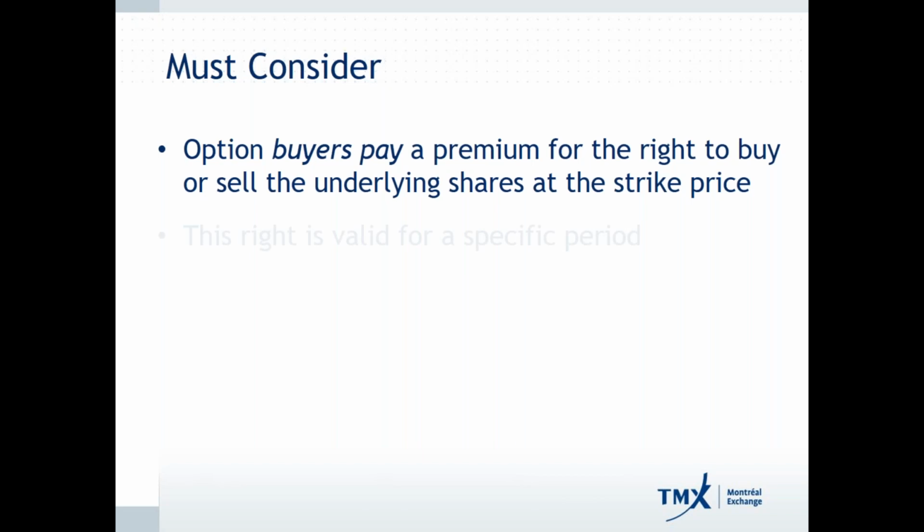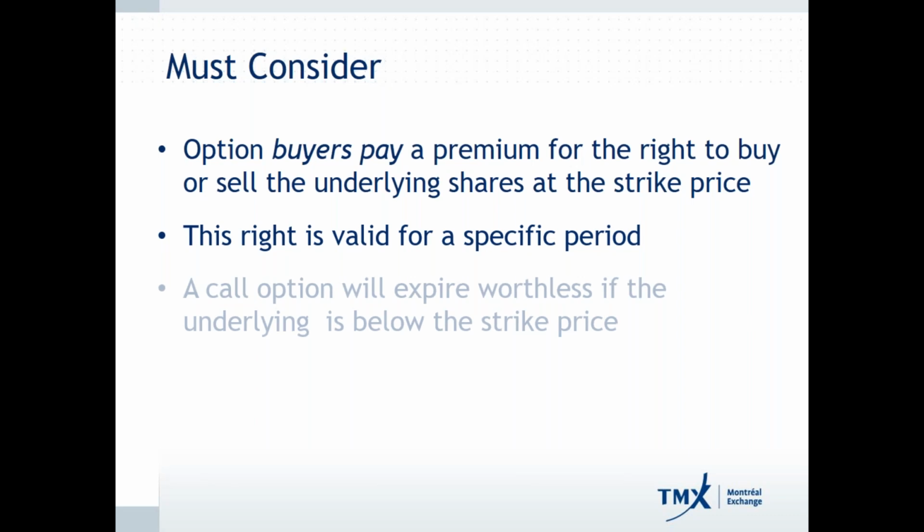Option buyers pay a premium for the right to buy or sell the security at the strike price. This is valid for a specific period of time, and call options will expire worthless if the underlying is below the strike. So if I turned around and bought a call option on Tech Resources, for me to have the right to buy it at $30, the stock's at $26. I'm entering a contract on my belief that it's going not only to $30, but substantially higher than $30. So for that call option, if, let's say, Tech Resources goes from $26 to $28 by expiration, but never surpasses $30, that option will expire worthless.